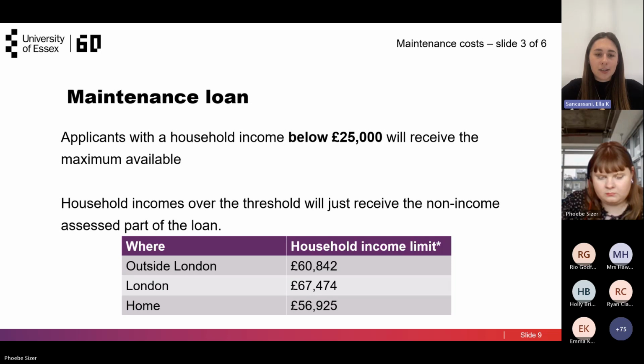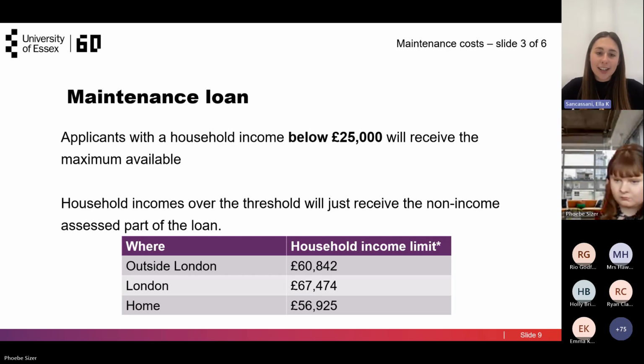As you can see on the slide here, where they decide to go to university, whether that's outside of London, in London, or where they want to stay at home and commute to university, the household income limit does vary slightly. As Rio said, these slides will get shared with you, so please do not worry, we'll share those with you following this presentation.